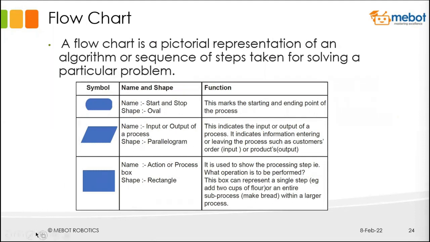So the first shape or symbol is the oval. This symbol is used to start and stop the program. Then we have the parallelogram. This is to give an input and take an output from the algorithm. Then we have the rectangle, which is an action, also known as the process box.